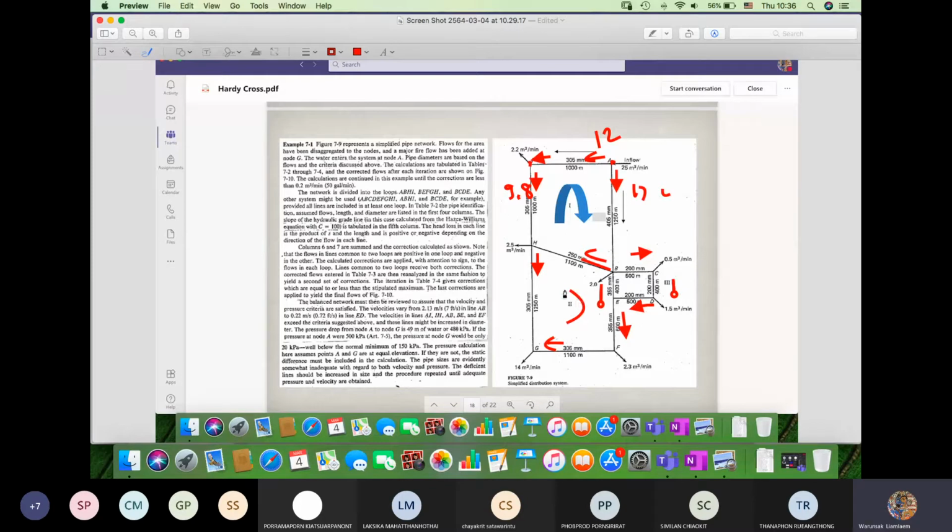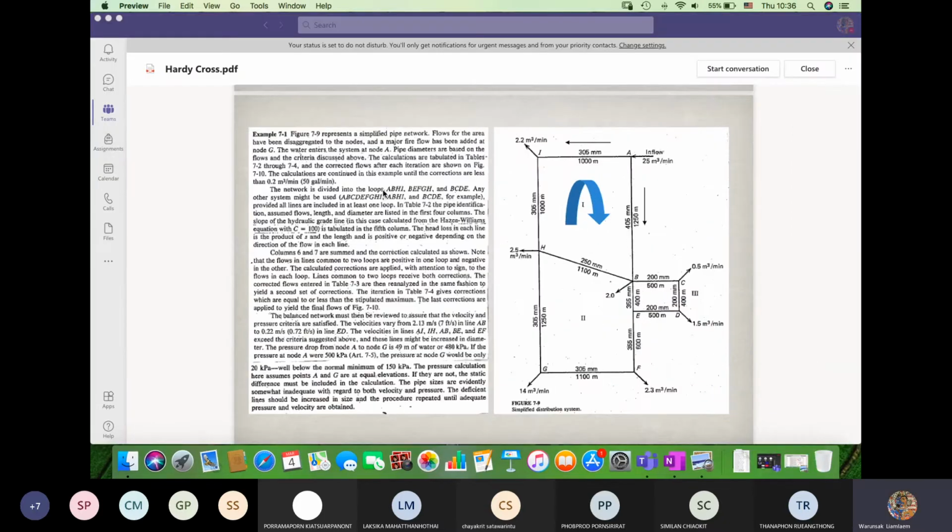So a common pipe could be positive in one loop, and it could be negative in another loop. We have two common pipes, BH and BE. BH is the common pipe between loop 1 and loop 2. BE is the common pipe of loop 2 and loop number 3. So this is what we have to set up before doing any further analysis. Then we put all the information in a table.